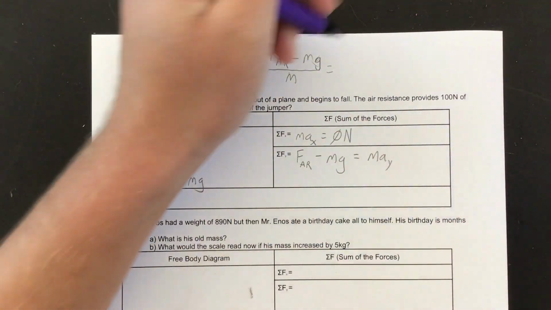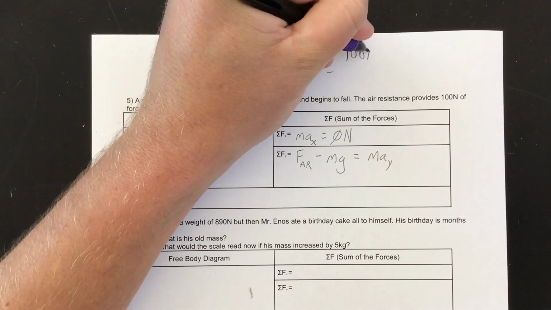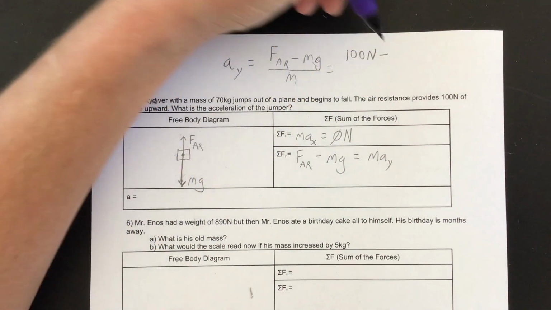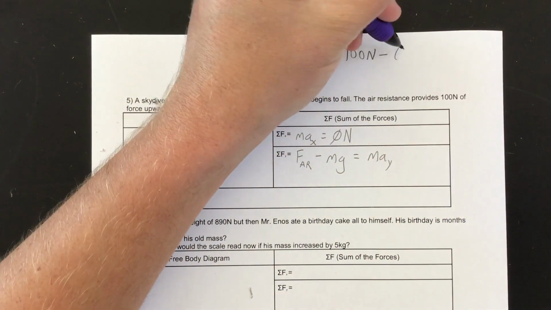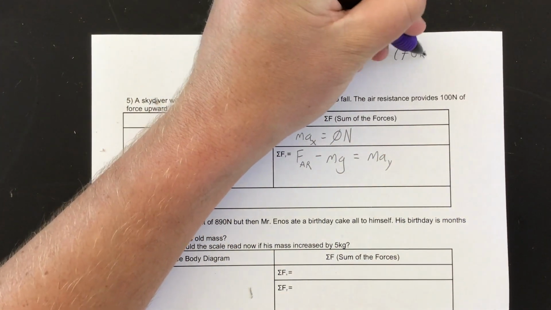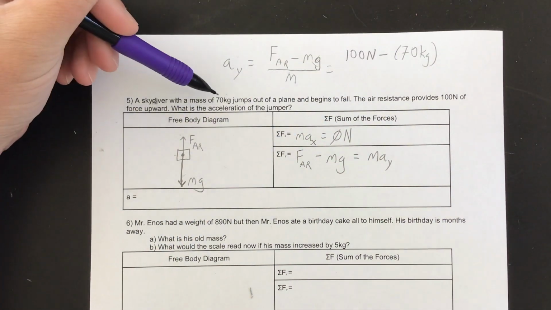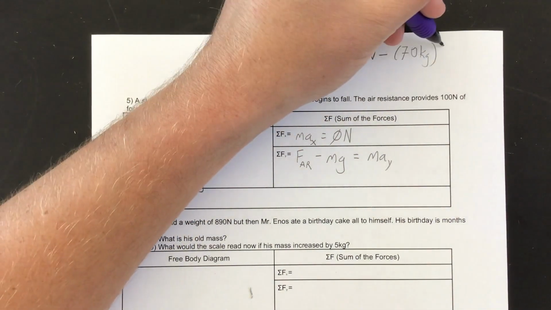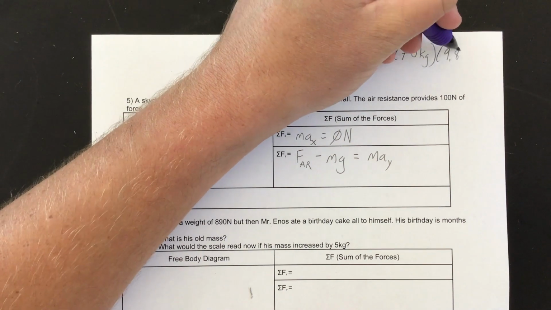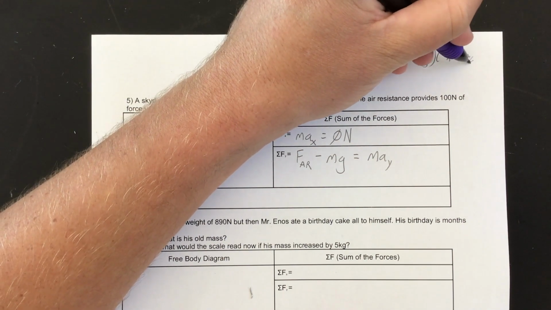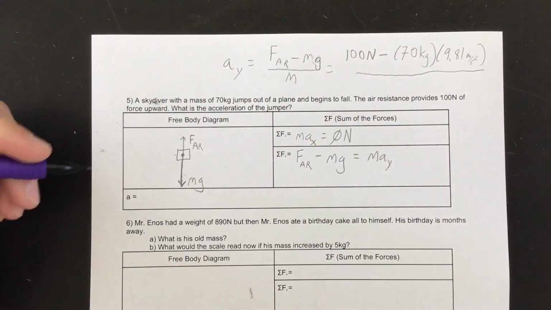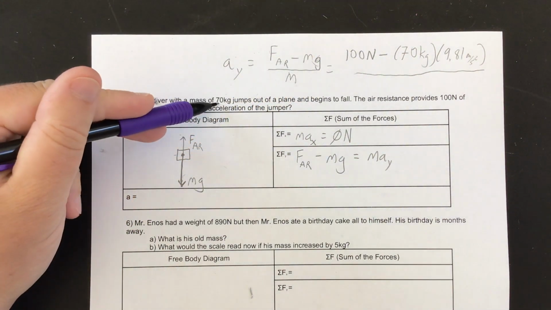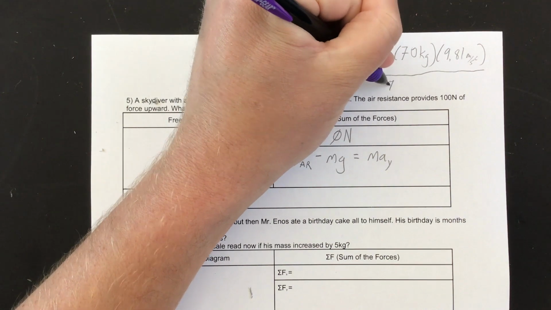So we know the air resistance. It's 100 newtons. And we're going to subtract the mass of the jumper, which is 70 kilograms, multiplied by 9.81, that's the g, 9.81 meters per second squared. And then we're going to divide by the total mass. The total mass of the jumper is 70 kilograms.